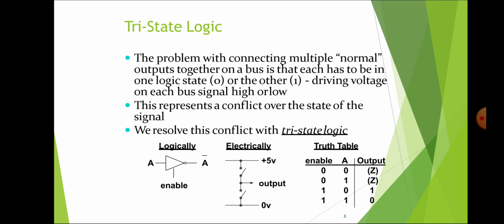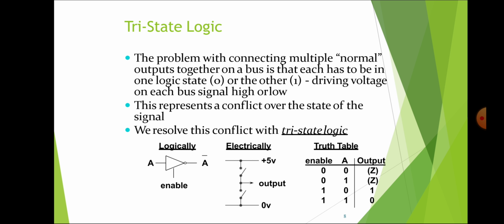Now here I have shown the tri-state logic exactly. The problem with connecting multiple normal outputs together on a bus is that each has to be in the logical state 0 or 1, driving the bus signal high or low. So these represent a conflict over the state of the signal. We can resolve this by using the tri-state logic that I have shown here. Logically, A and A bar, and we can attach the enable. If enable is on, then and only then it gives the output. If enable is off, then it will not give the output.